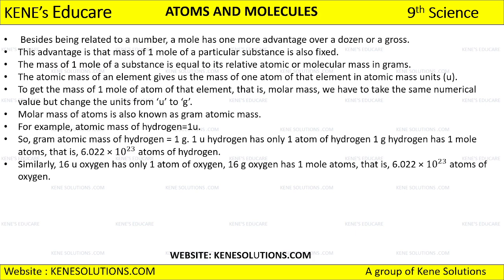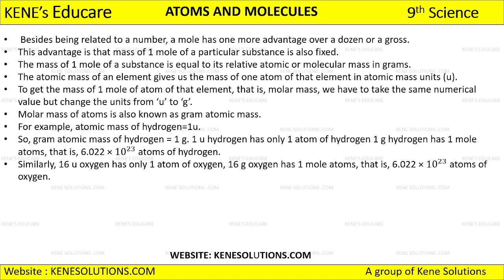For example, the atomic mass of hydrogen is 1 atomic mass unit, right? But the gram atomic mass of hydrogen will become equal to 1 gram. 1 g means 1 gram atomic mass. So 1 u hydrogen has only 1 atom of hydrogen, and 1 g gram atomic mass hydrogen will have 1 mole of atoms. That means it will have 6.022 into 10 raised to 23 atoms of hydrogen.